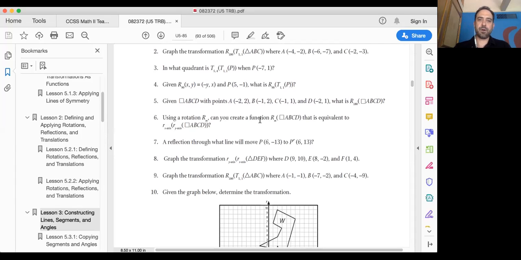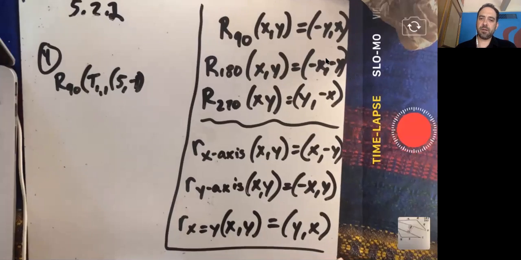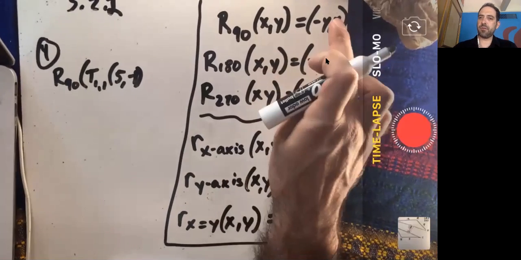Let's look at number 4. Okay, so number 4, we have a rotation. We have a rotation of 90 degrees after we have a translation of (1, 1) of our point (5, -1). Okay, so now we're going to jump over here. And you'll see I put the rotations of 90 degrees where we start and where we end.